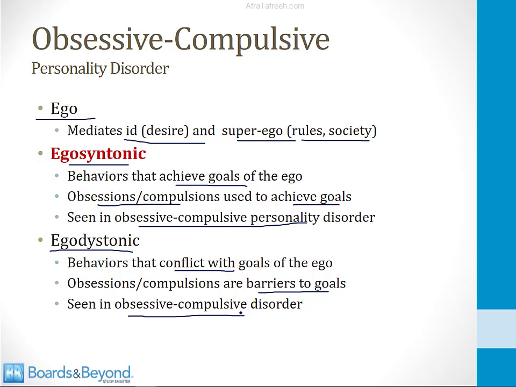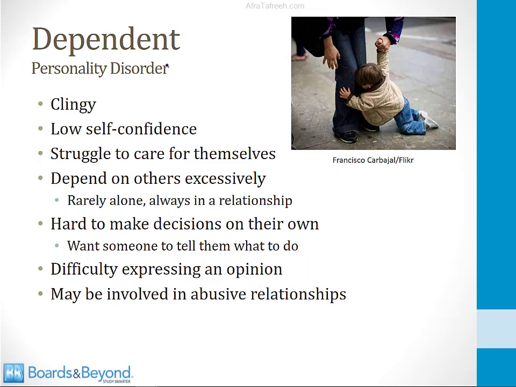A person who is constantly checking the stove to make sure that it's turned off has a compulsion that is getting in the way of them achieving the goals of their ego. That is ego-dystonic behavior. And our last personality disorder is dependent personality disorder. These are patients who are clingy with low self-confidence and they struggle to care for themselves because they depend on others excessively. These are patients who are rarely alone.